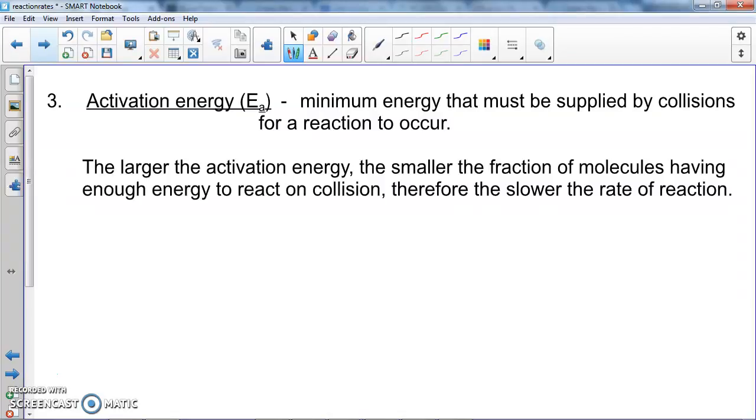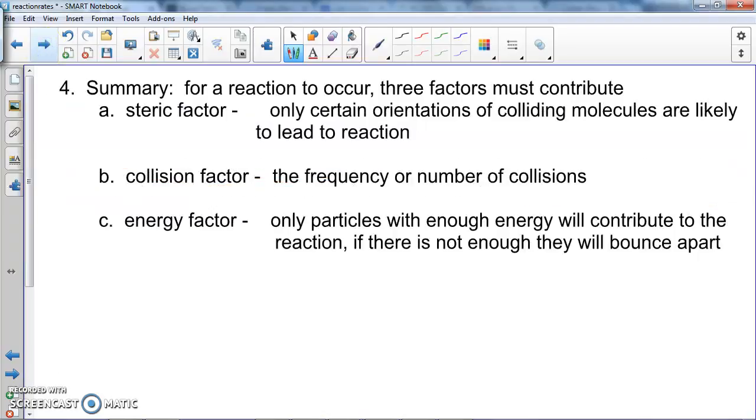The piece that I think is very important to underline or highlight: the larger the activation energy, the slower the rate of reaction. So the bigger the E sub A, because activation energy is E sub A, the slower the rate of reaction. The summary here on page 15 covers orientation, frequency, and whether there is enough energy to produce products, or whether they just bounce off each other like super balls. Those are the three factors that we've talked about.